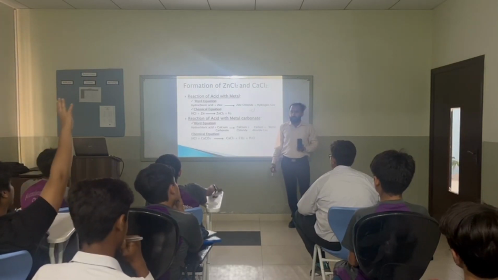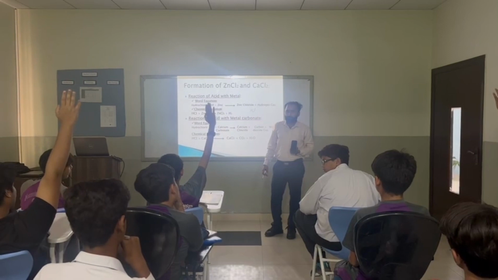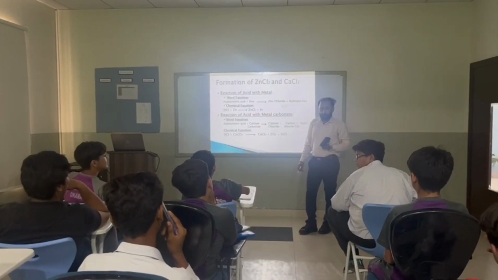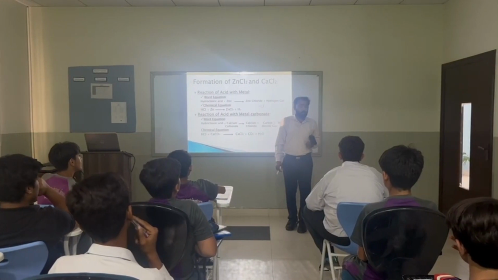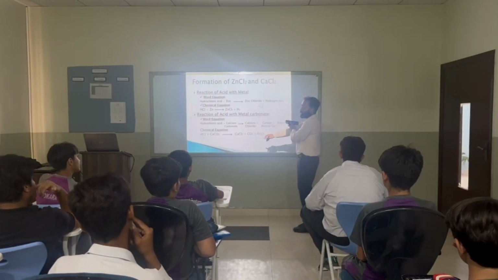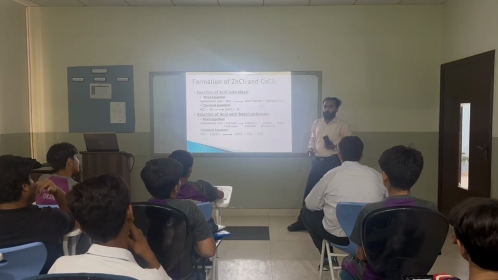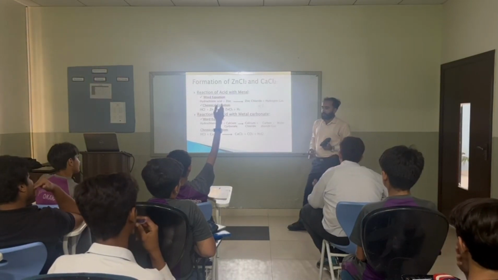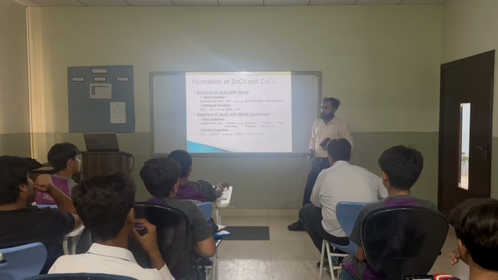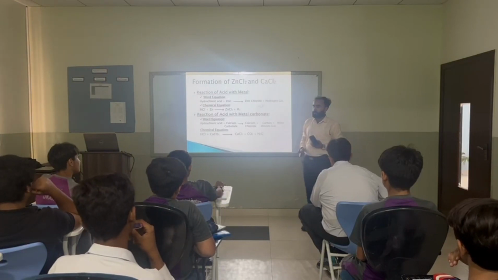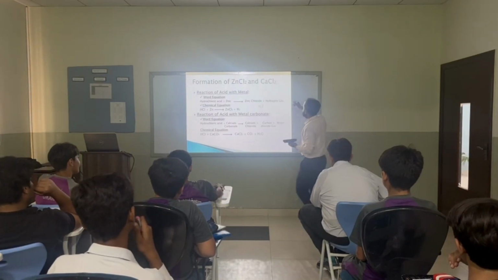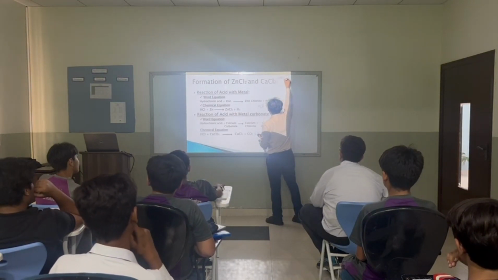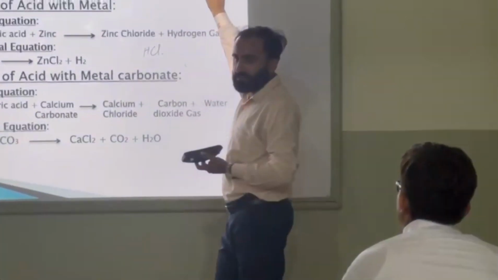Do you know the name of any other acid except HCl? Sulfuric acid. Okay. Nitric acid. Do you know the formulas of these two acids? SO4 for sulfuric acid, and nitric acid. HNO3. This is called nitric acid.